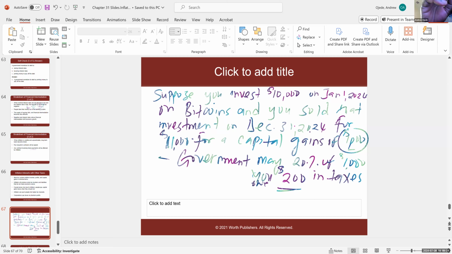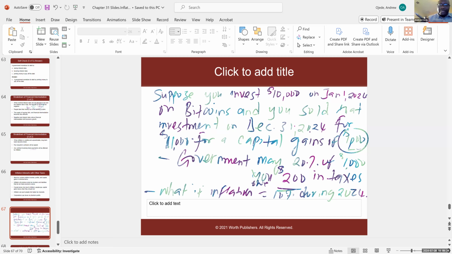But what if inflation equals 10% during 2024? See what I'm talking about here? The US government does not care, because inflation reduces the value of your investment. Okay, you guys see what I'm talking about here? Inflation reduces the value of your investment. So even though you earn $1,000, the value of that $1,000 in real terms is not $1,000 because inflation is 10% of that.